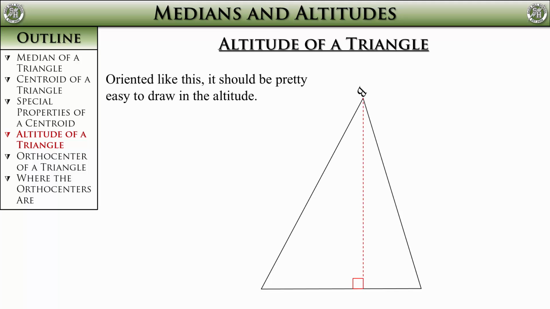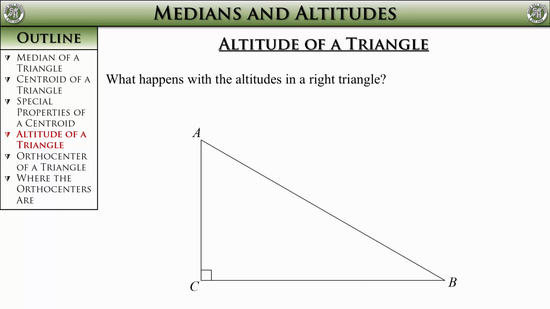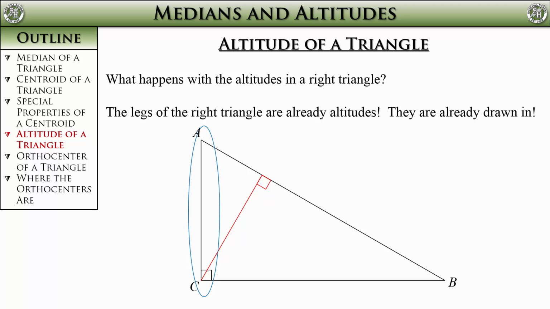It starts to get a little weird with right and obtuse triangles. What happens with the altitudes in a right triangle? The one from point C is pretty normal. What about the altitudes from A and B? The altitudes are already there. The legs of the right triangle are already altitudes. They're already drawn in. All three of the altitudes actually meet at vertex C.